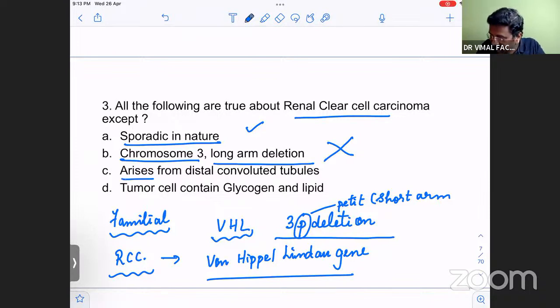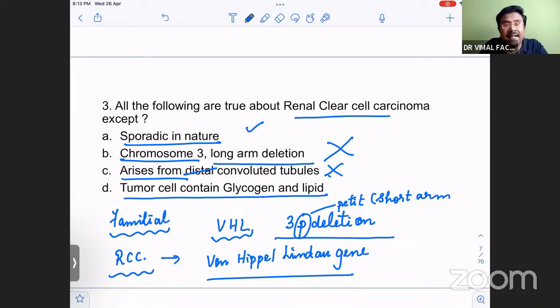It arises from the distal convoluted tubule. That is also a wrong option. And it arises from the proximal convoluted tubule. Most likely, most commonly, clear cell carcinoma arises from the proximal convoluted tubule. So these two options are wrong.